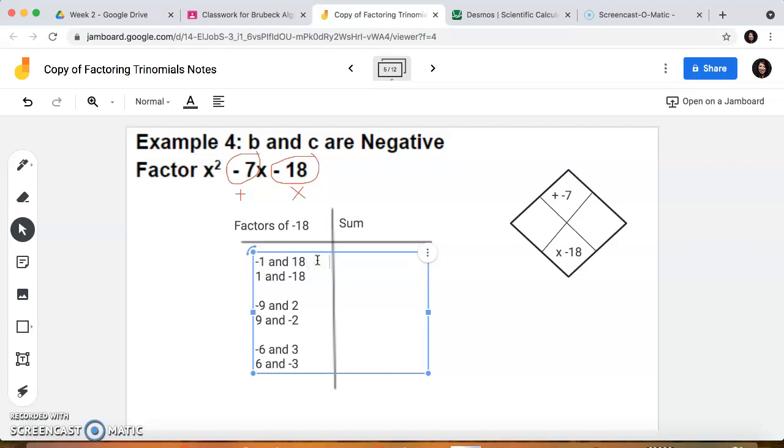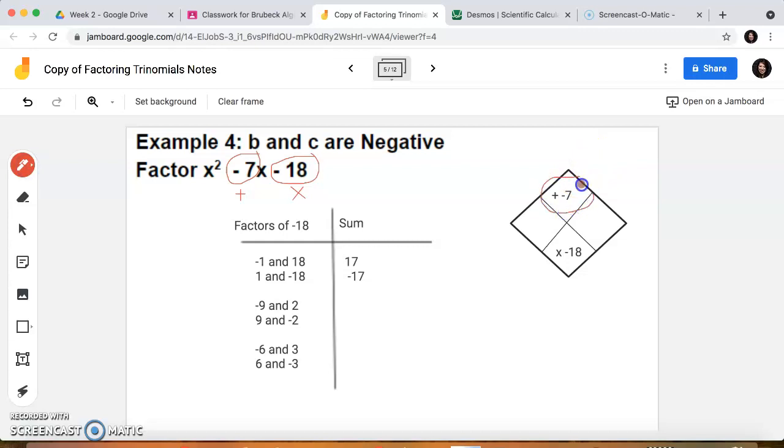That's going to be a positive 17. And then 1 plus negative 18, that's going to be a negative 17. Well, that's not going to work because we're trying to find a number that adds to be a negative 7. Then we have negative 9 and plus 2. Oh, I think that's our winner. That adds to be a negative 7.